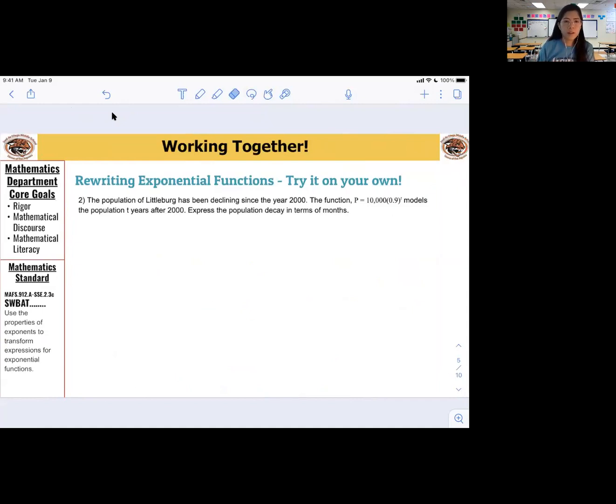So the first thing I want you guys to ask yourselves first is, what is the percent? First of all, before I finish writing this, is the population growing or decaying? Decaying. Good. We know because it says declining, but we also know because what kind of decimal do we have? A number less than 1. Number less than 1, exactly.